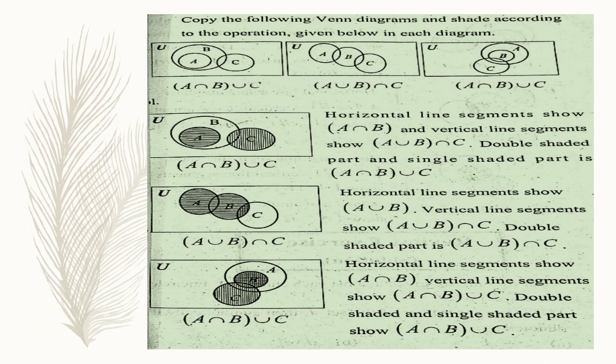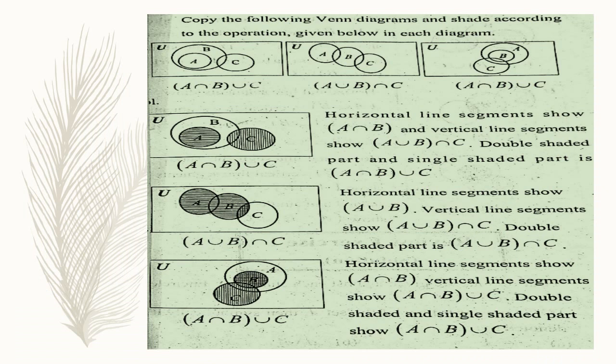Next, copy the following Venn diagrams and shade according to the operation given below in each diagram. Here we have 3 sets A, B and C and they are overlapping. First we solve question number 1, which has A horizontal line segments shown below, A intersection B, and vertical line segments show A union B intersection C. Double shaded part and single shaded part is A intersection B union C. We can easily solve both parts. Here we have in A and B, second part, the horizontal lines, but in C we have the common part, so we have vertical lines here.